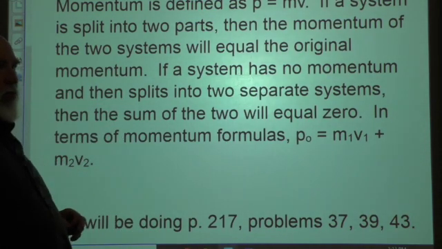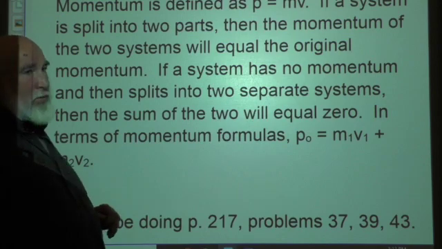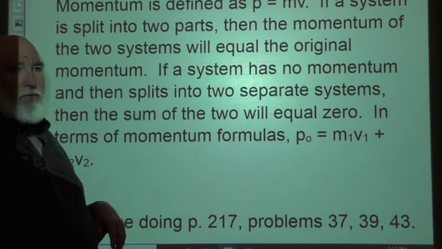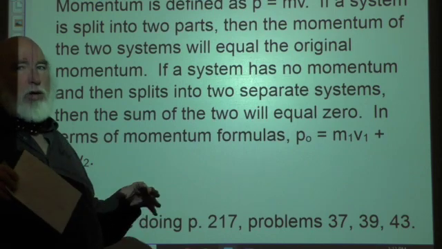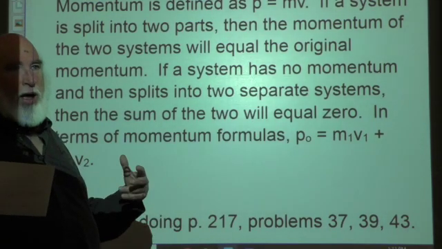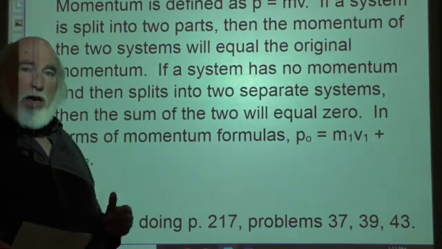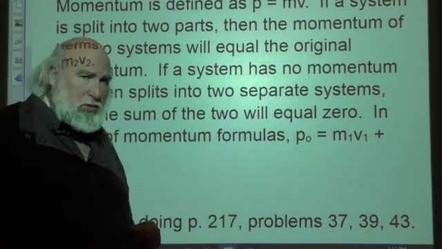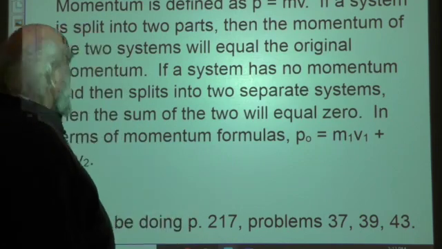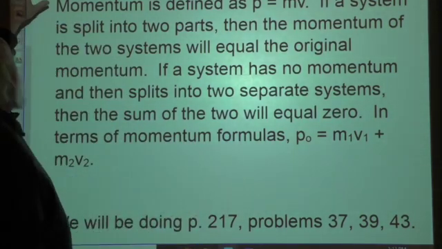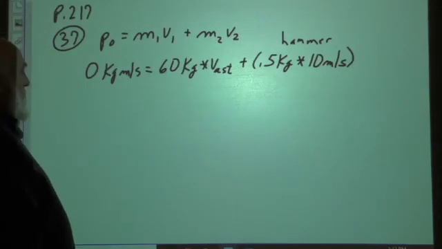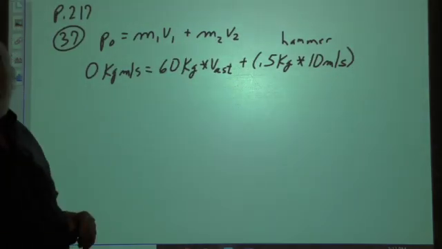Now, when we say linear momentum, it's going in one direction, but sometimes when you have two objects, they will not go in the same direction, in which case we go back to our days of vectors, as you shall see. But most of the time you're going to end up equal to zero. So let's take a look on page 217, problem number 37.